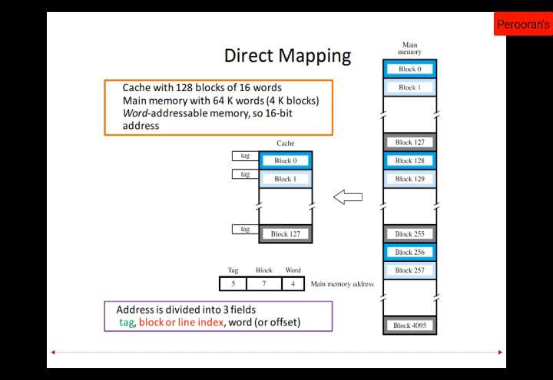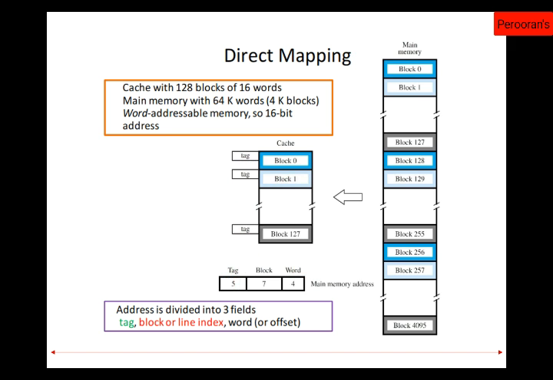Suppose you want to bring a block from the main memory to this cache memory position. First it will check the tag bits, whether it is available there or not. If it is available there, we will check the block number, and we will get the word length.